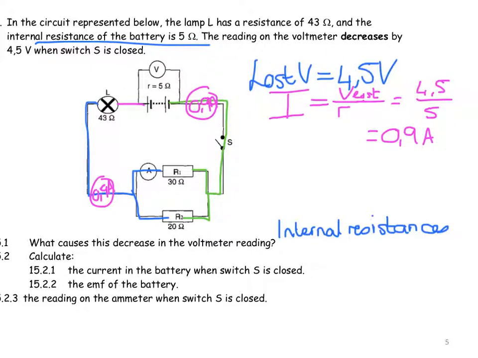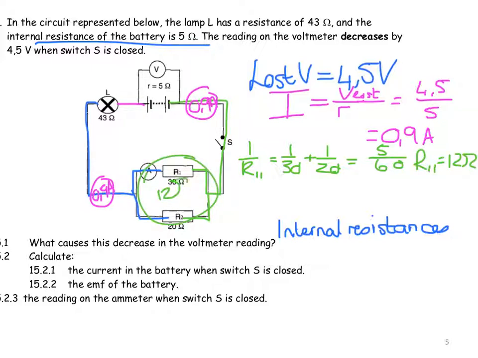Now if I want to work out the EMF of the battery, I have to work out the resistance of the entire circuit. So I'm going to go 1 over R parallel is equal to 1 over 30 plus 1 over 20. Lowest common denominator is 60. 30 goes into 60 2 times, 20 goes in 3 times, and you'll end up with 5 over 60. So R parallel is equal to 60 over 5, which is 12 ohms. That means that this has been reduced to 12 ohms, if you want to think of it like that.